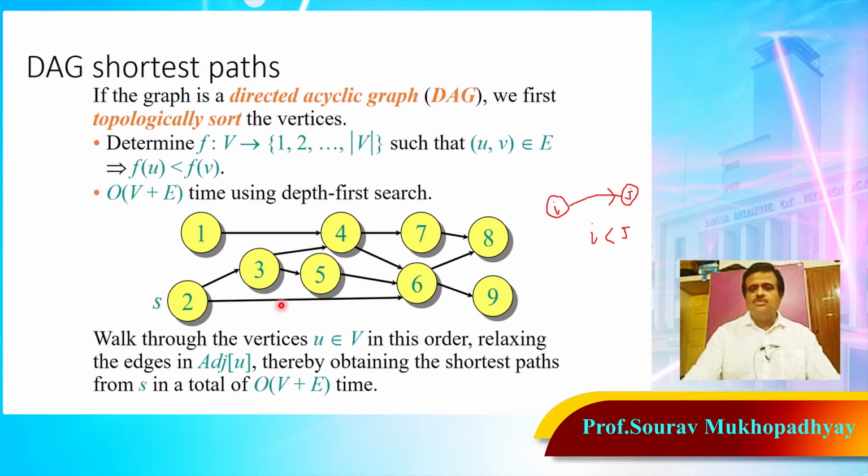So we first do the topological sorting of the vertices, and that will cost us order of V plus E if we use the depth first search. That is the time complexity for depth first search. Okay. Then after that what to do? After that we have said this is our source vertex. We have to find the single source shortest path. So what to do? We just follow this.